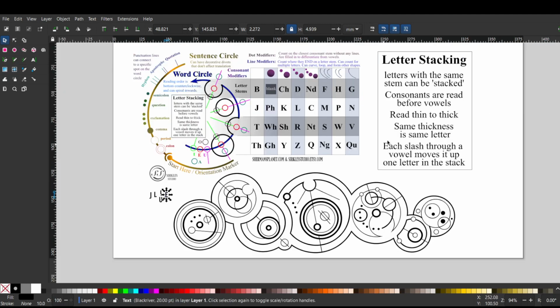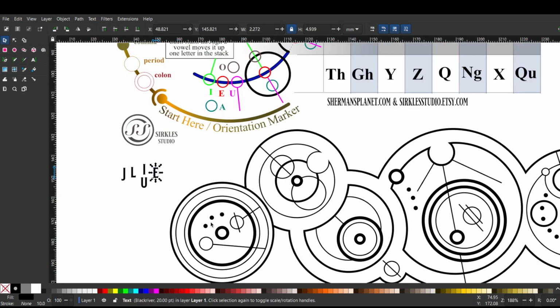And then we have the slash. Read thin to thin, same thicknesses, same letter. We have all different thicknesses of lines here, so we're not going to worry about that. And then each slash through a vowel moves it up 1 letter in the stack. So this is the U, and the U has 1 slash, so it goes up 1 letter. And there we have Julie. And that is how that crazy letter stacking works. J-U-L-I-E.